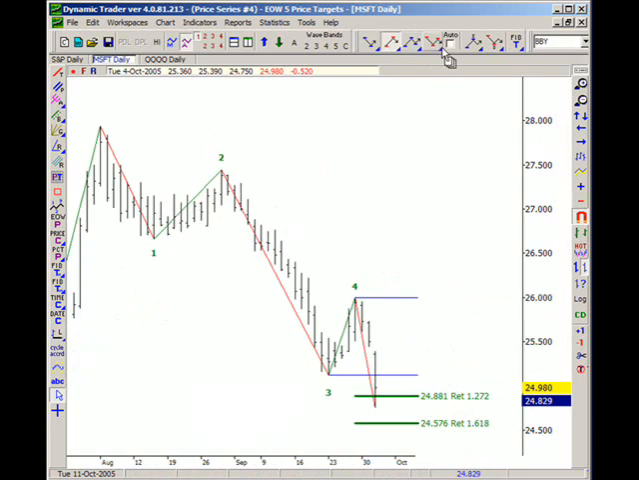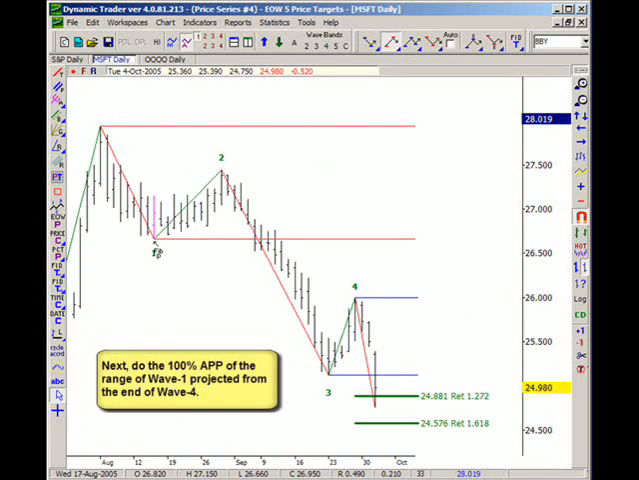Let me do the alternate price projections. I'll first do the 100% of Wave 1. I'm going to measure the range of Wave 1. I'm going to project that range down from the Wave 4. So our 100% alternate price projection of 1 is right in between the two external retracements.